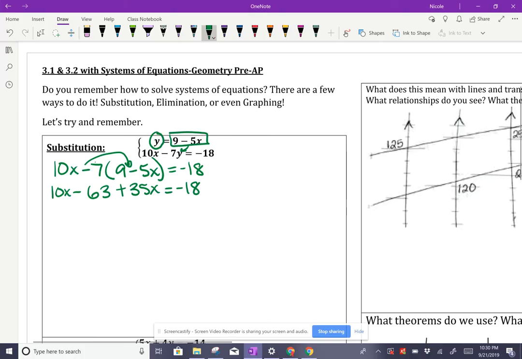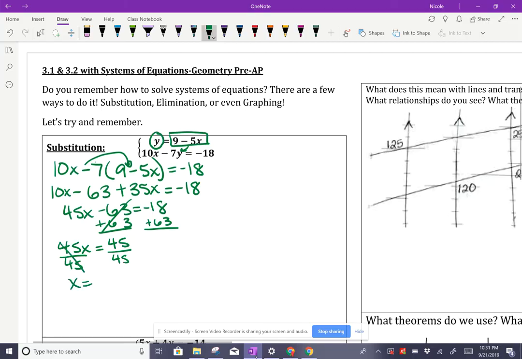And now I'm going to combine my like terms. I have 45x minus 63 equals negative 18. Again, some addition and subtraction. I'm going to bring my 63 over, plus 63. I've got 45x equals 45. Interesting. And when I divide that out, x is going to be equal to 1.